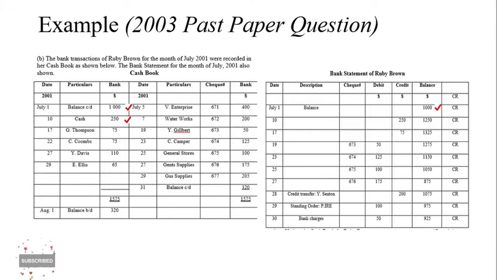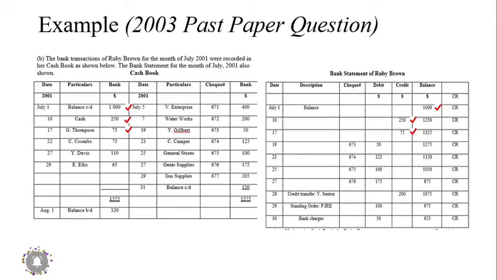We have a cash deposit here, $250. Look on the credit side for it. Yes, I see it. Then G Thompson, $75. I see it in the bank statement. Yes. All right. C Coombs, 75. I don't see it. Y Davis, 110. I don't see that on the credit side. E Ellis, 65. I don't see that.